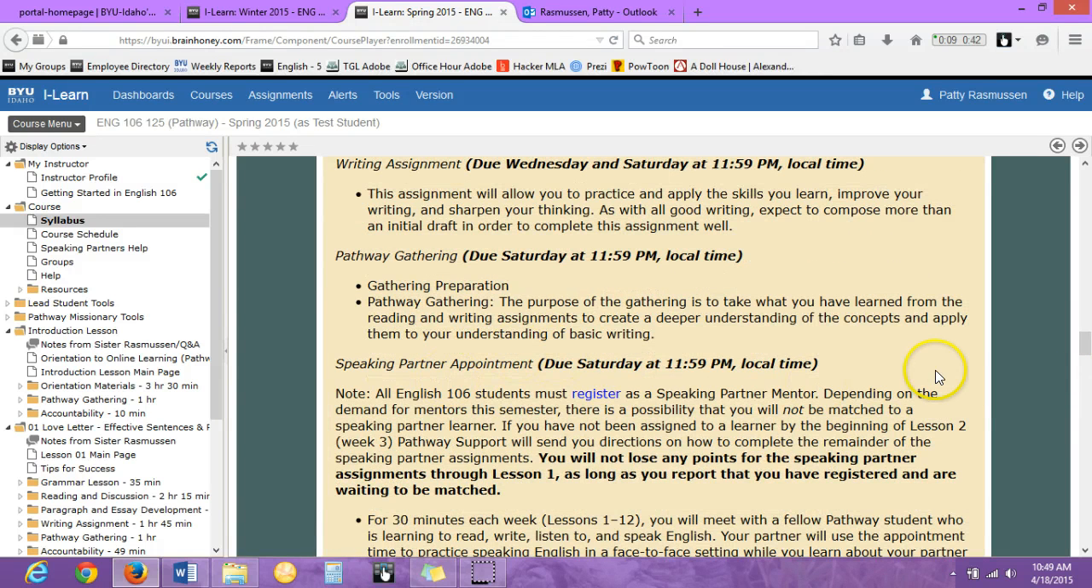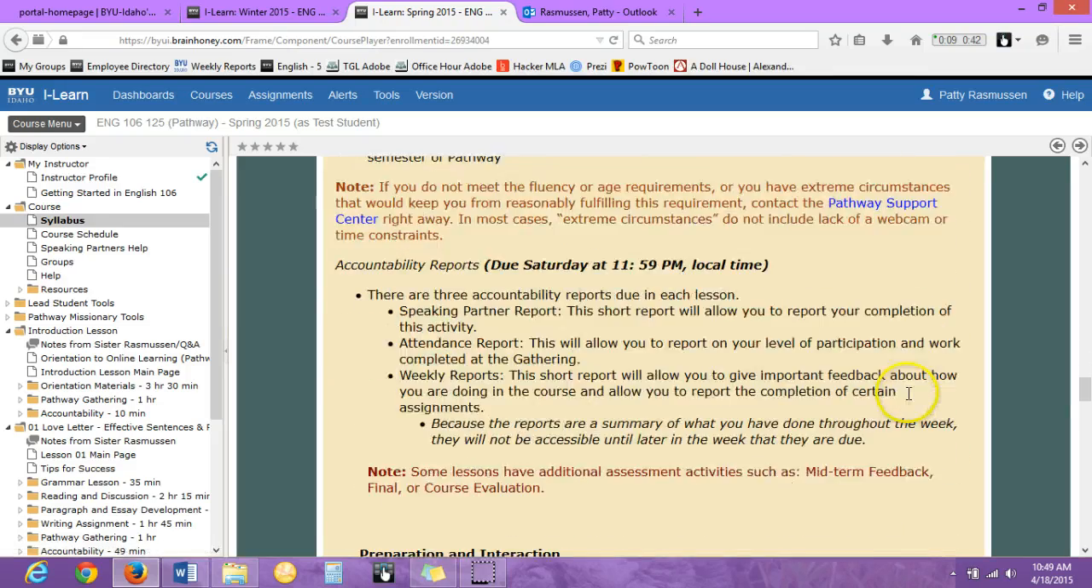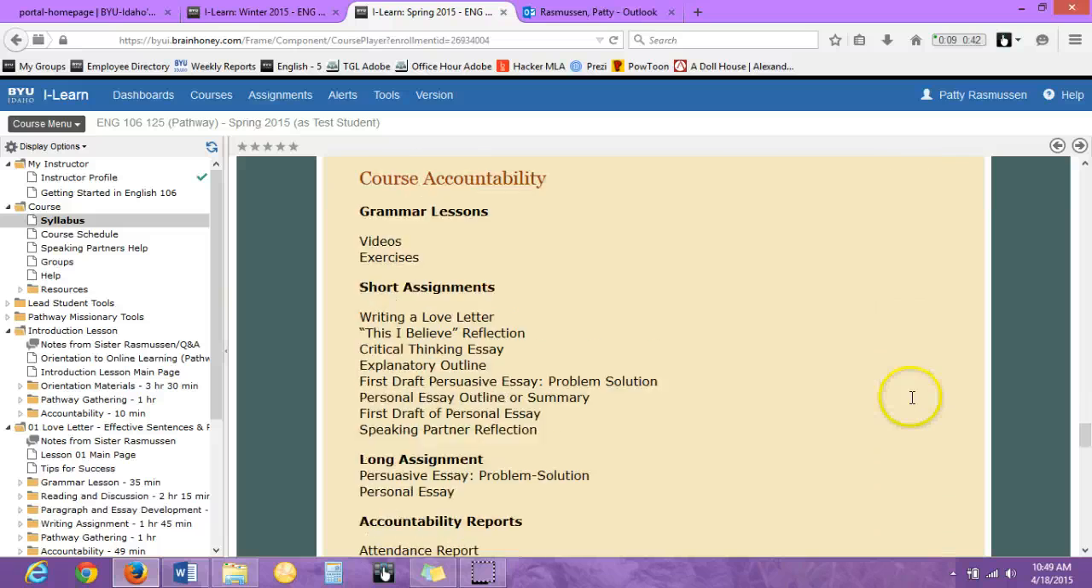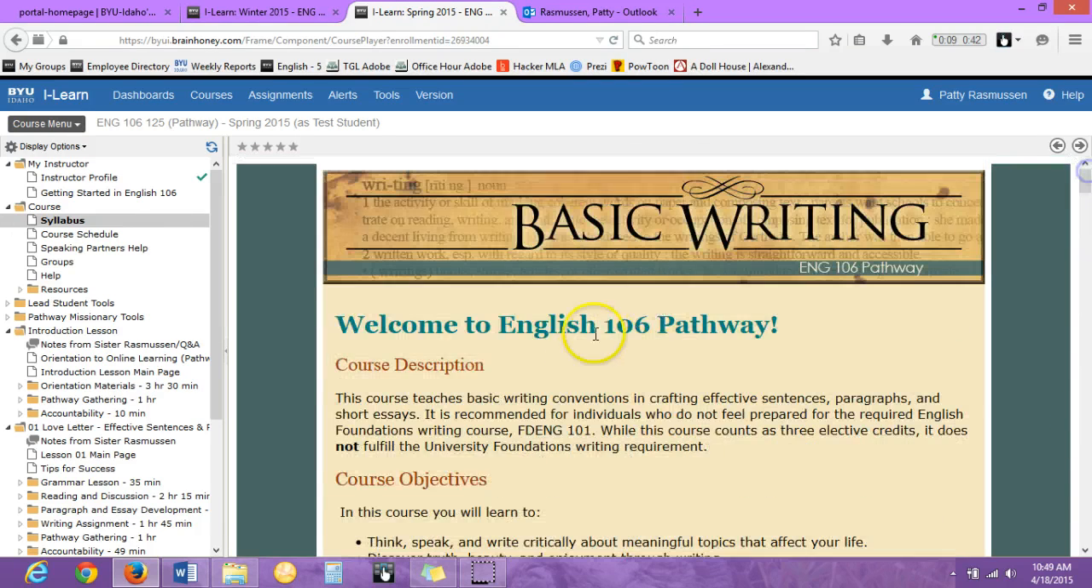And then of course you've got the speaking partner that you need to be working with each week as well. So let's see if there's anything else that I really need to go through. Nope, not really. So make sure that you, again, read over the entire course syllabus. I don't want to take up a lot of time by doing it for you. So make sure you read that and understand all of the policies for that.